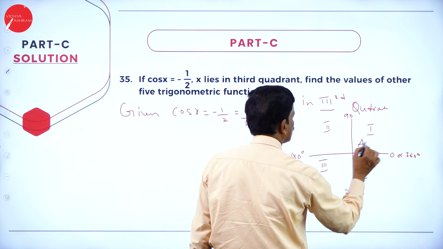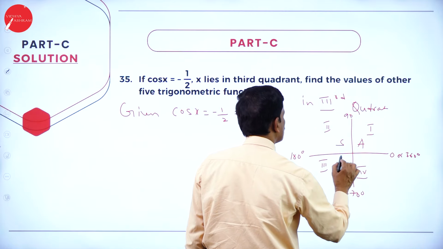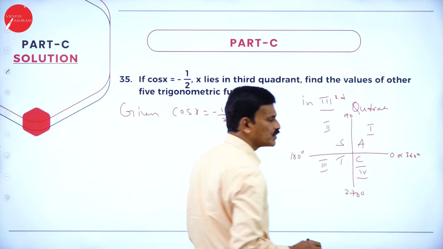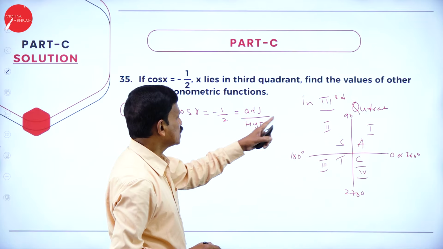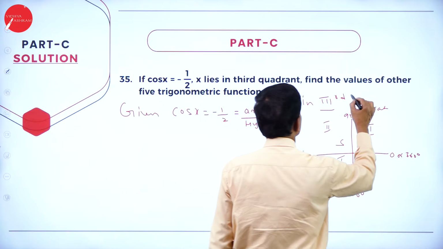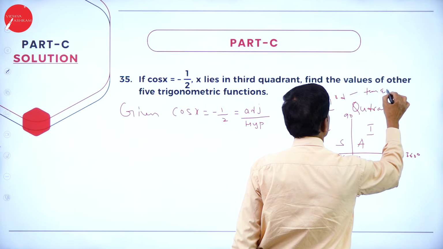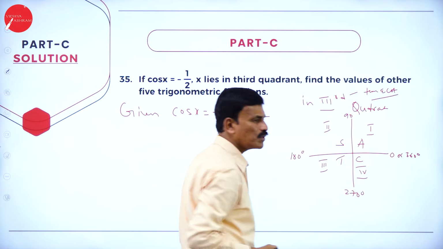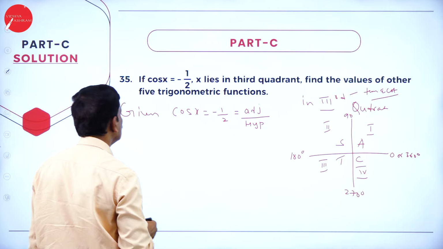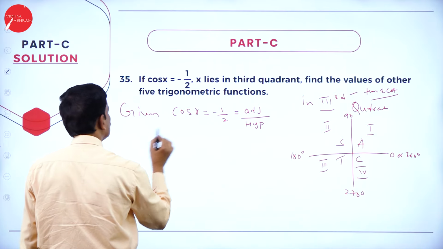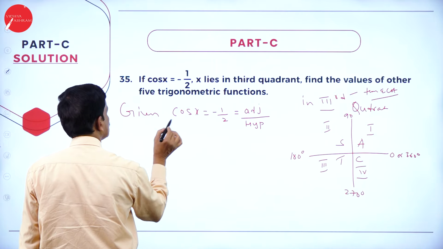So in first quadrant, all are positive. In second quadrant, sine is positive. In third quadrant, tan. In fourth quadrant, cos. So since in third quadrant, tan and cot are positive, the remaining are all negative. Now just find out, what is given? cos x.